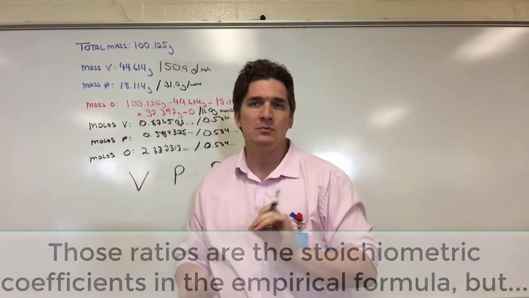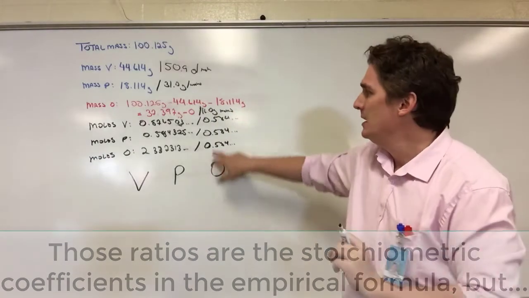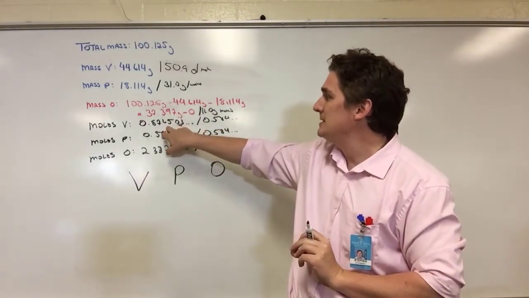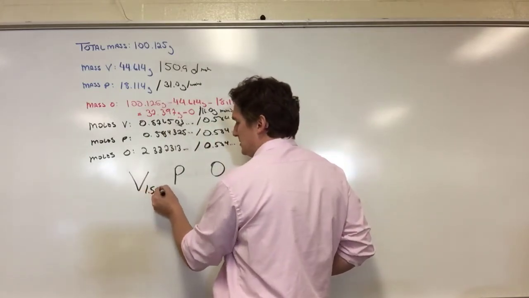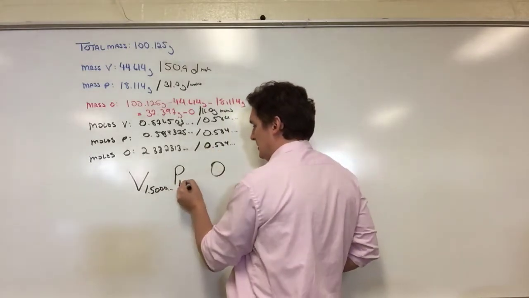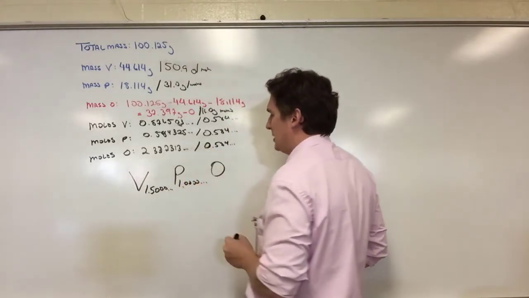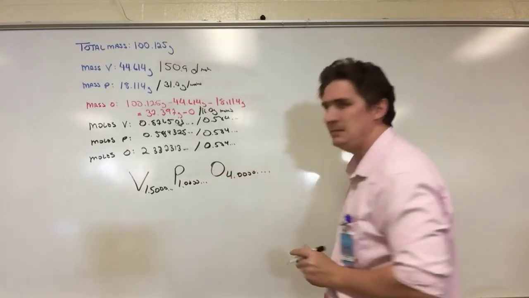Now, I'm going to give you a number. We're going to go back and talk about the numbers we're going to have down here. But if I take 0.877 divided by 0.584, I get 1.5000 dot dot dot. For phosphorus, divided by itself, 1.000 dot dot dot. And for oxygen, this is going to be 4.1 dot dot dot.